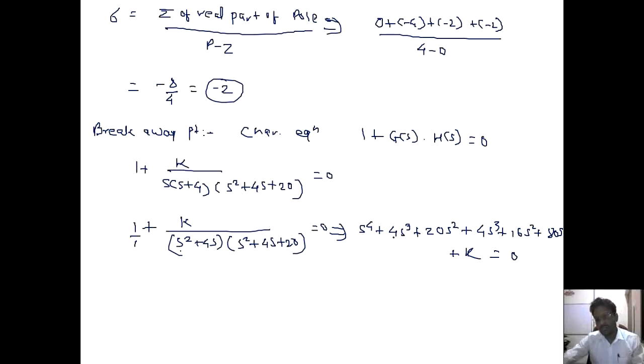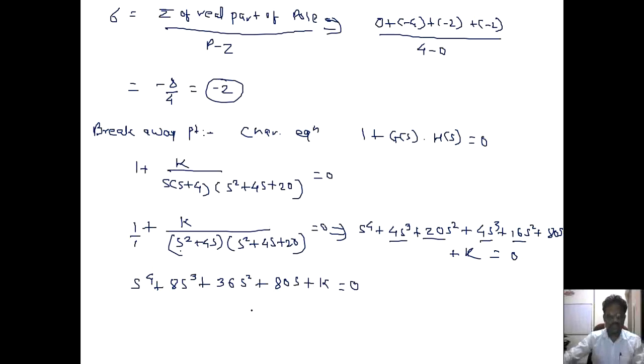So s raised to 4 plus 4s cube plus 4s cube. Again rewriting, s raised to 4 plus 8s cube plus 20s square plus 16s square, so 36s square, plus 80s plus k equal to 0. So this is your complete characteristic equation.